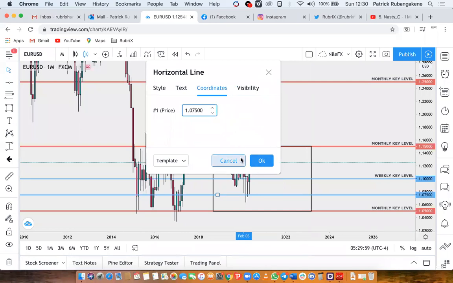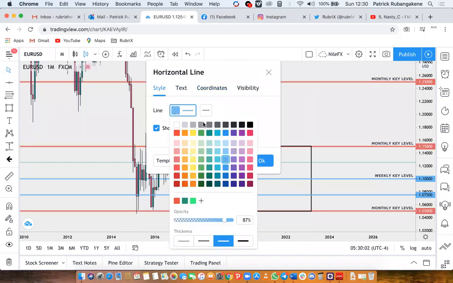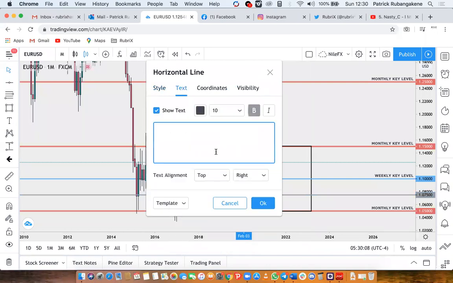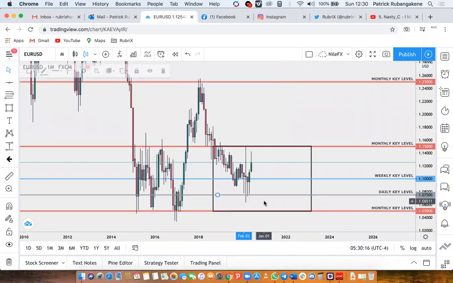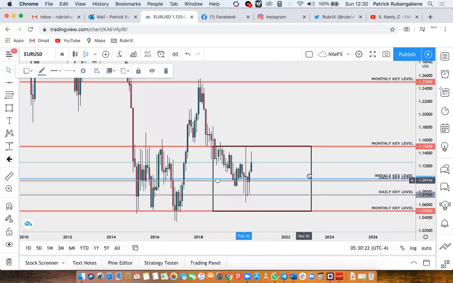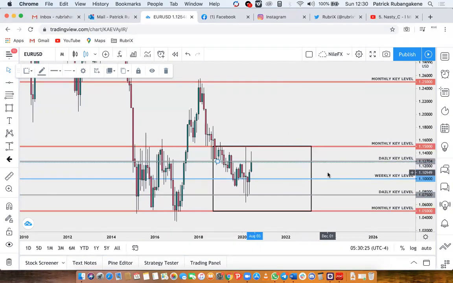You're going to be surprised that you're seeing price always just moving around it. My daily level is going to be gray, okay? And I'm going to say this is a daily key level. Boom. And then I'm going to clone this, since I'm going to need another one somewhere here. So let me see what I get: 1.1 plus 1.15, divided by 2. 1.125. So 1.125.